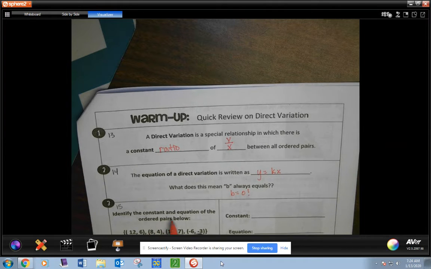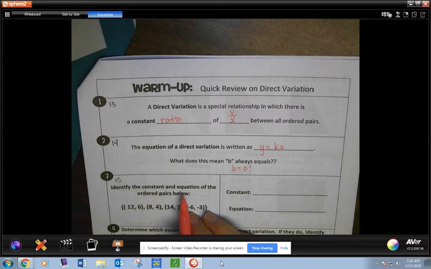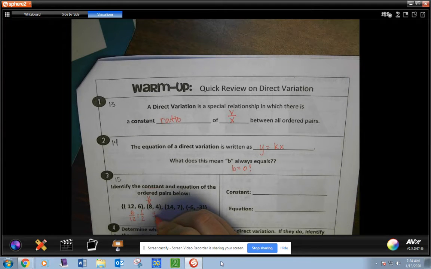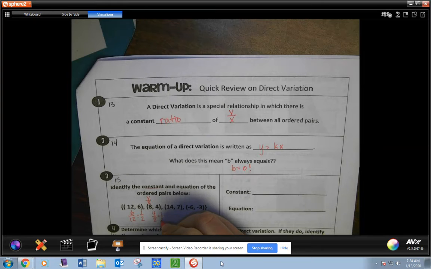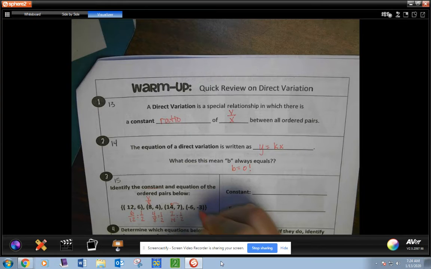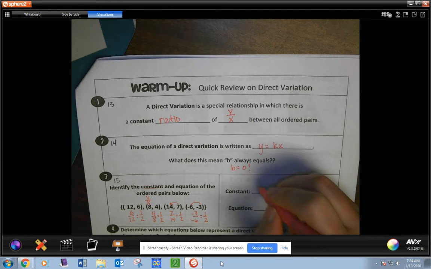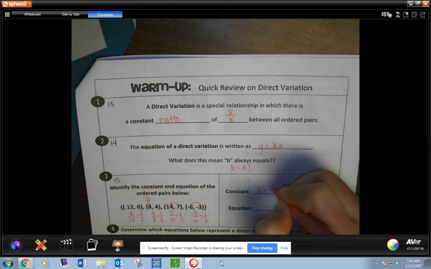Now, to identify the constant and equation of the ordered pairs below, the first thing you're going to do is take y and put it over x and see if you do have a constant change. So we're going to take 6 over 12 and simplify that, which is 1/2. We're going to take 4 over 8, which is 1/2. We're going to take 7 over 14, which simplifies to 1/2. And we're going to take -3 over -6, which simplifies again to 1/2. So therefore, you do have a constant, so your constant is 1/2.